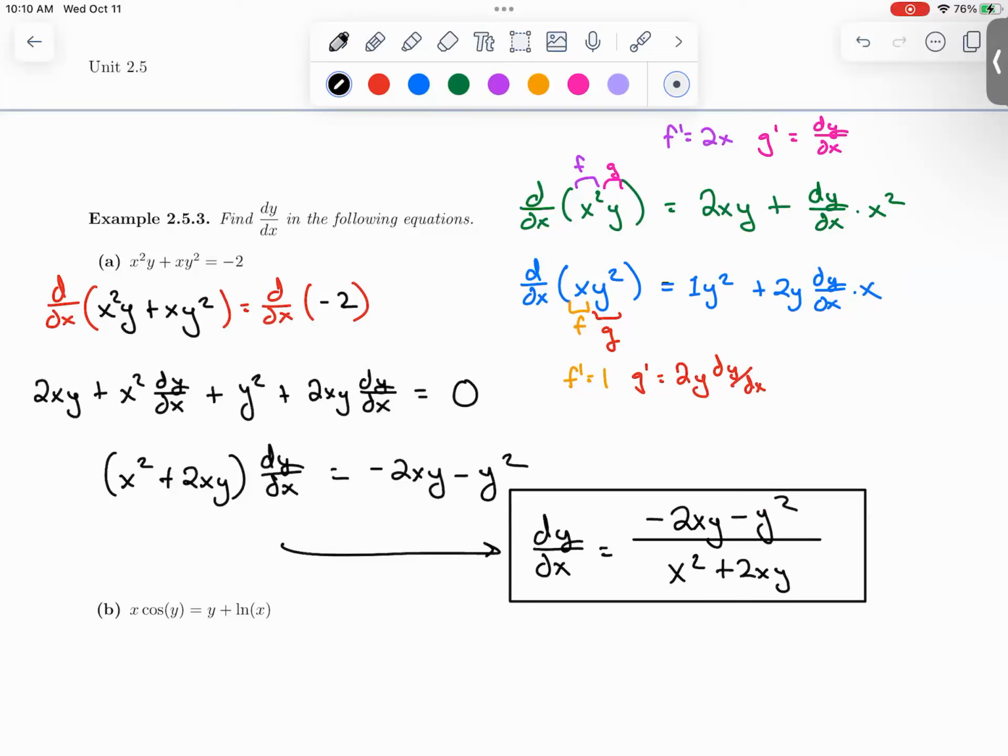This, much like the chain rule, is just something that takes practice, by the way. If you're still feeling a little bit lost on this, I promise you the more you practice it, the better.